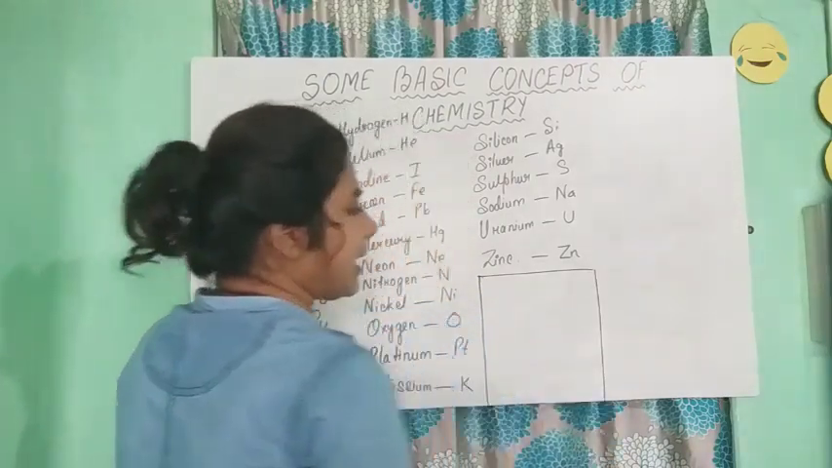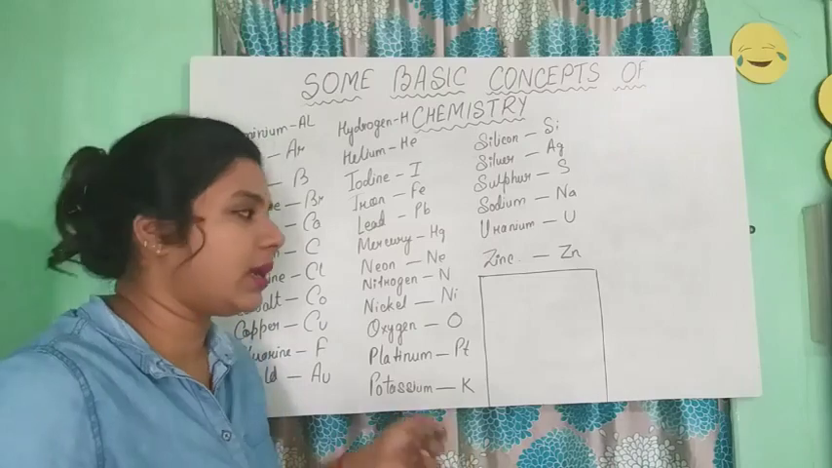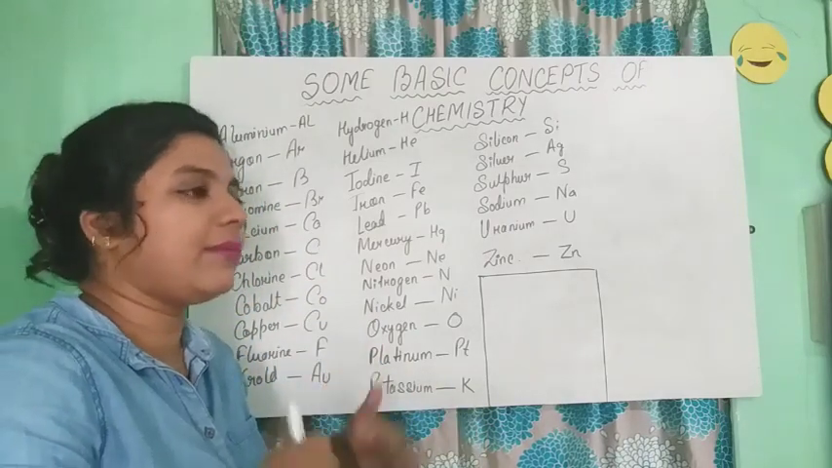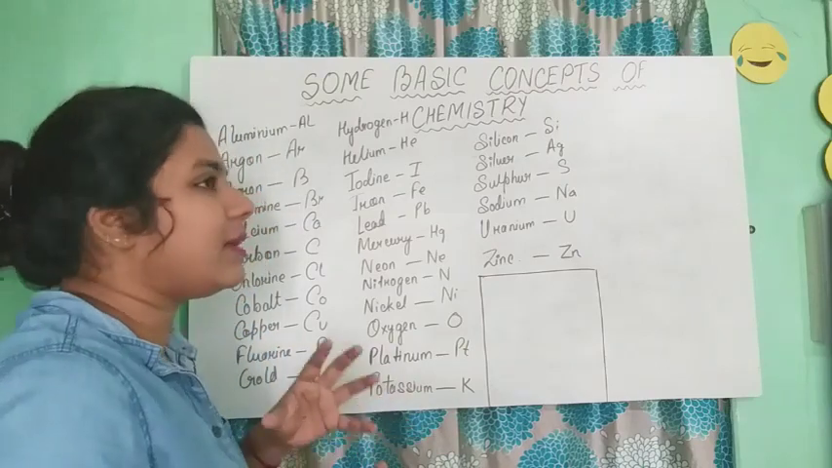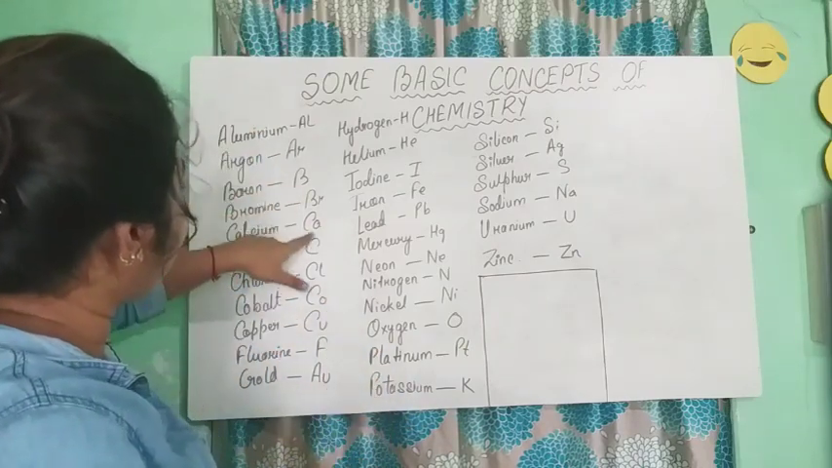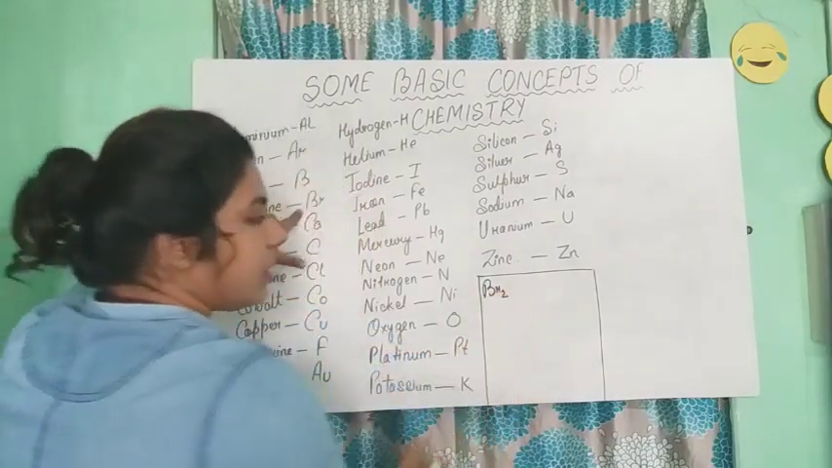Some of them, when we write chemical equations, we write in the form of a diatomic element. Whenever we use them in a chemical equation, we will write them in a diatomic form. Starting from here, the first element that will be in diatomic form is bromine. Bromine is always written as Br2 in your equation.